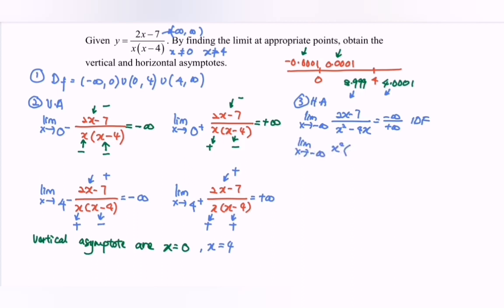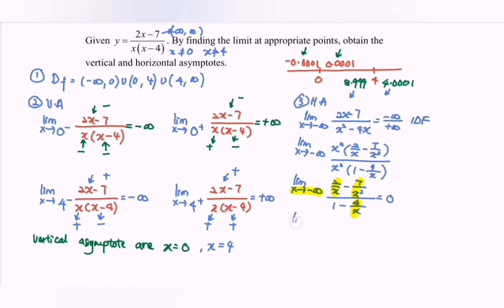So here we will have 2 over x minus 7 over x squared over, we have x squared bracket 1 minus 4 over x. So if we simplify the situation, limit when x approaching negative infinity, where we have 2 over x minus 7 over x squared over 1 minus 4 over x. If we substitute the negative infinity into this part, we will have 0, 0, and 0. So as a conclusion, we have 0 over 1, where the value of y will be approaching 0 as well.